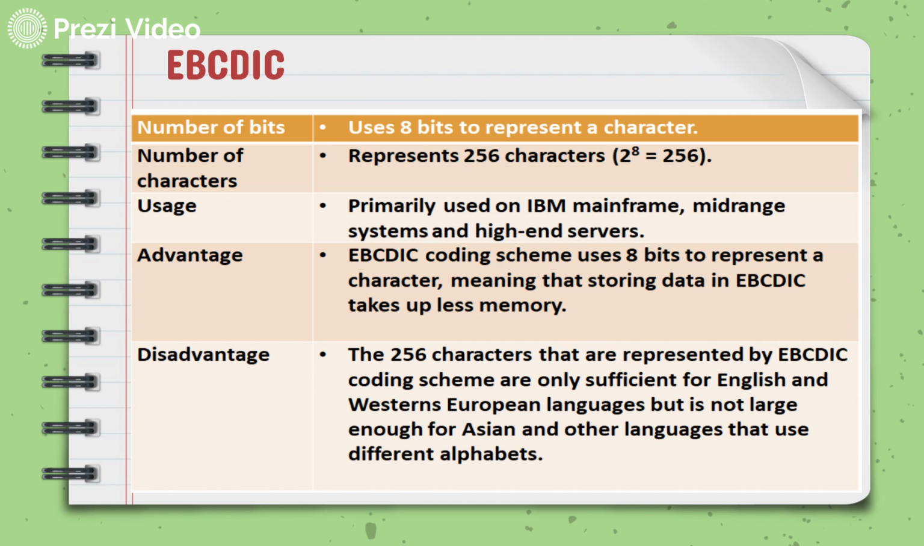Again, the advantage of EBCDIC is the same as ASCII. It takes up less memory to store data, but unfortunately it cannot represent all the languages in the world, such as Korean, Arabic, Chinese characters, and so on.